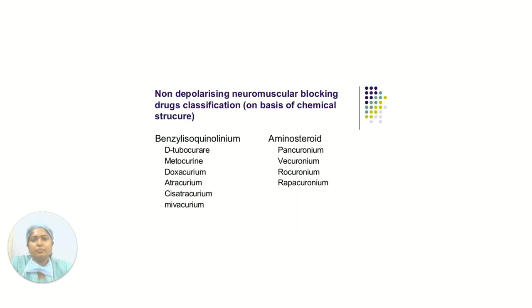Non-depolarizing muscle relaxants can be classified into two types based on the chemical structure: benzylisoquinoline compounds and aminosteroid compounds. In the benzylisoquinolines, we have d-tubocurarine, metocurine, doxacurium, atracurium, cisatracurium, and mivacurium. And in the aminosteroids, we have pancuronium, vecuronium, rocuronium, and rapacuronium.